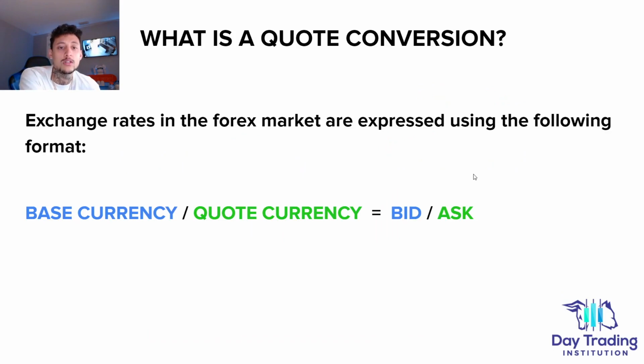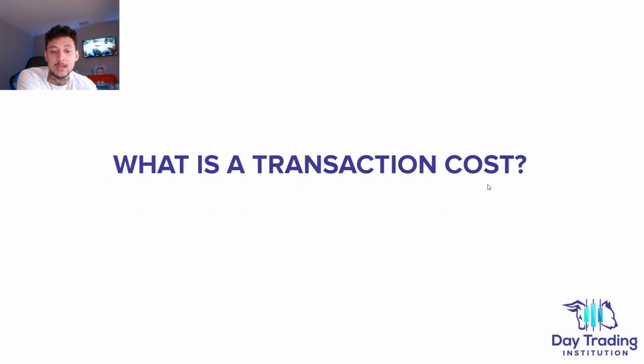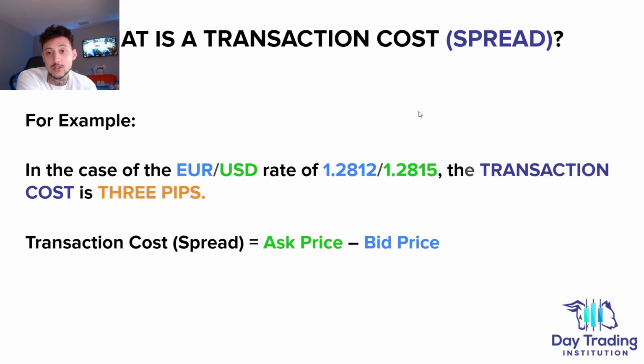Now, what is a quote conversion? The exchange rates in the forex market are expressed using the following format: base currency, quote currency, and then the bid and ask price. Now, what is a transaction cost, right? This is going to be the spread. This is where the broker makes their money again. In the case of Euro USD being at the exchange rate of 1.2812 and 1.2815, the transaction cost is 3 pips. The transaction cost is the spread, which equals the ask price minus the bid price.